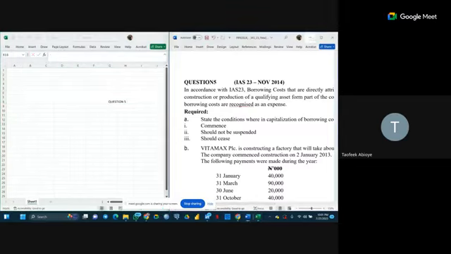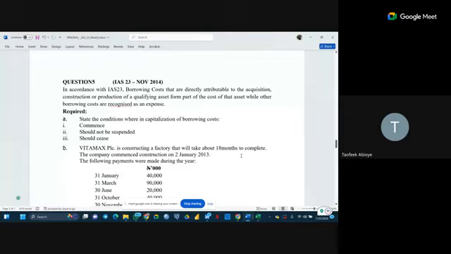So let's go through this question. In accordance with IAS 23, borrowing costs that are directly attributable to the acquisition, construction or production of a qualifying asset form part of the cost of that asset, while other borrowing costs are recognized as an expense. Required: state the conditions wherein capitalization of borrowing costs commences. When should the capitalization of borrowing costs commence? When should it be suspended? And when should it be ceased?